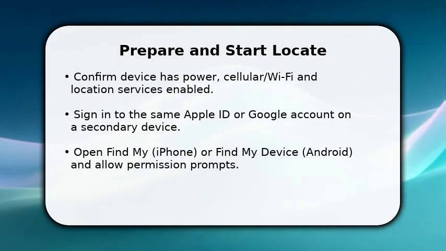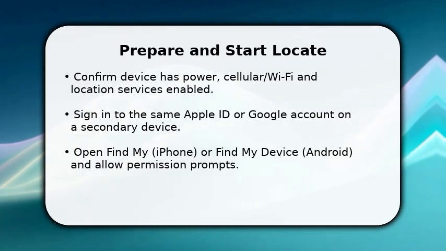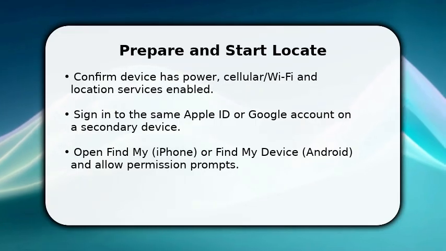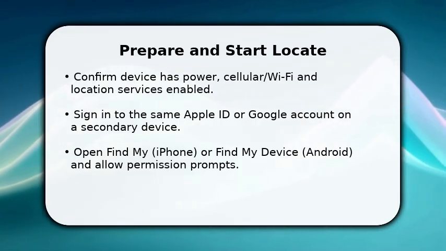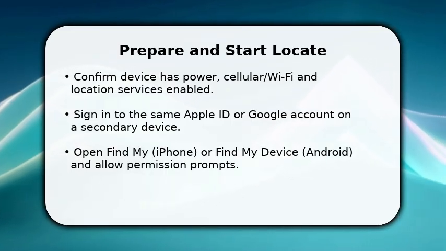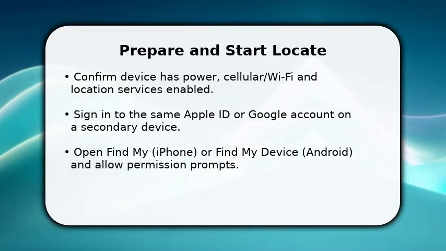You start by confirming essentials. Your phone has battery, network access, and location services turned on. Sign in to the same account on a secondary device or web portal so you can send locate requests. Open the Find My app on Apple or Find My Device on Android and accept any permission dialogues. This lets the system share the phone's last known coordinates.